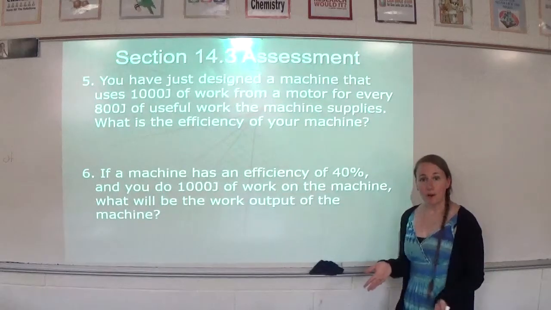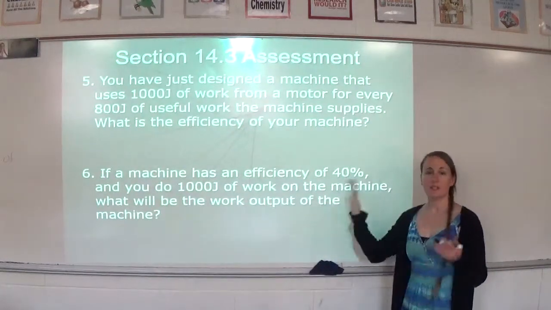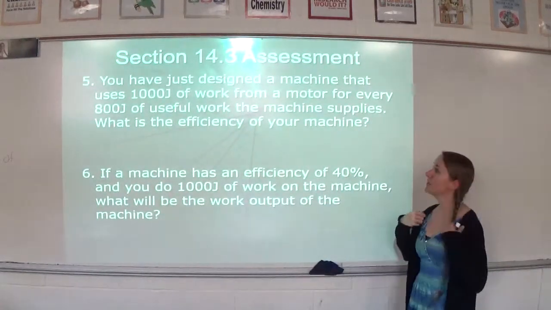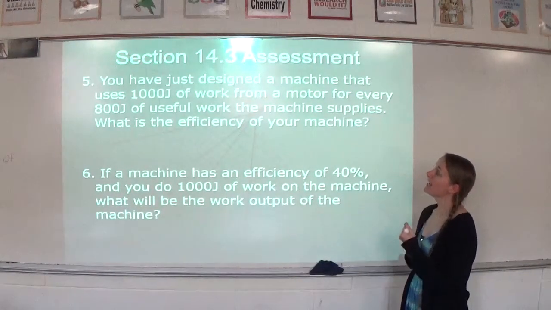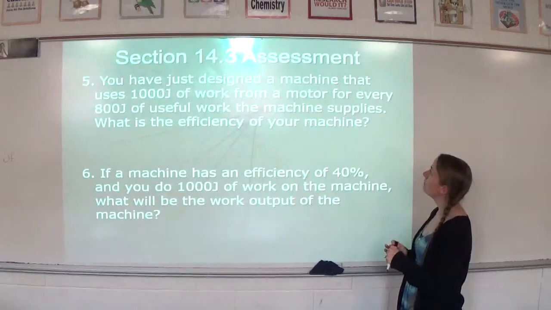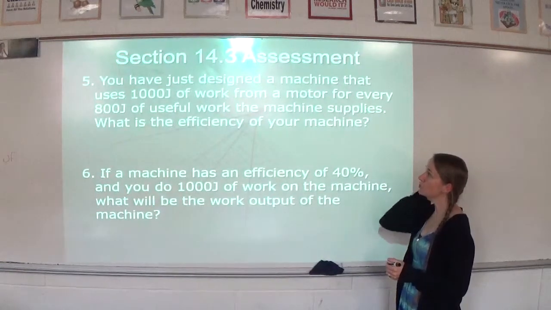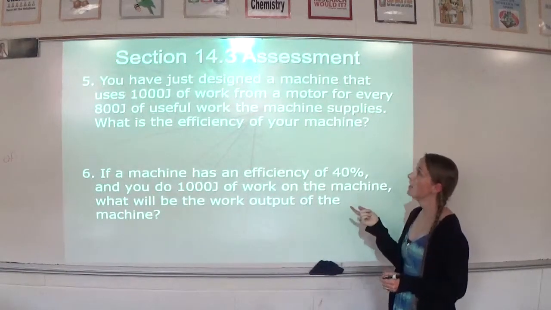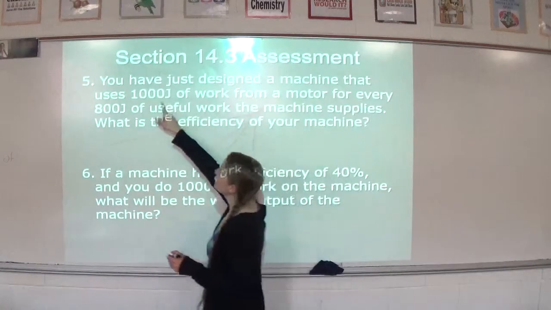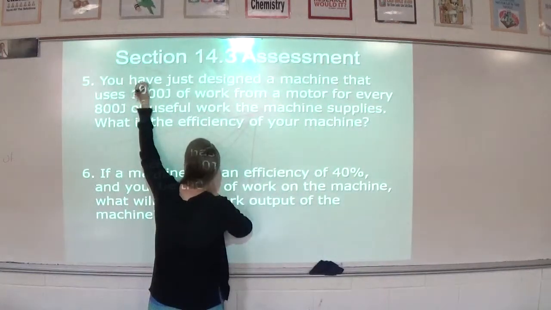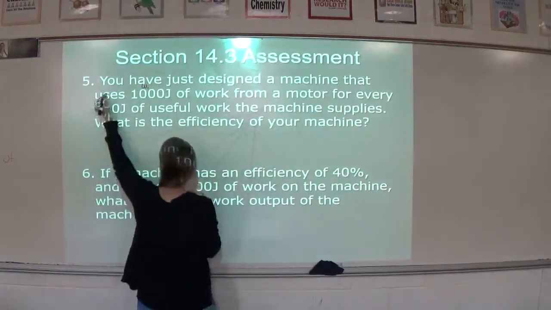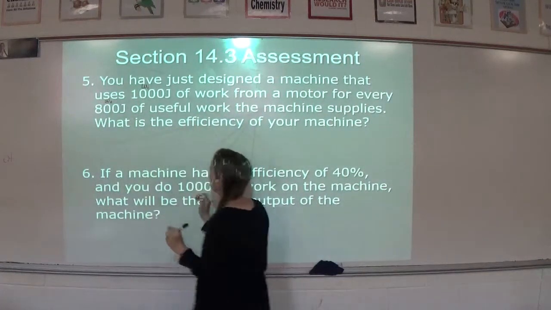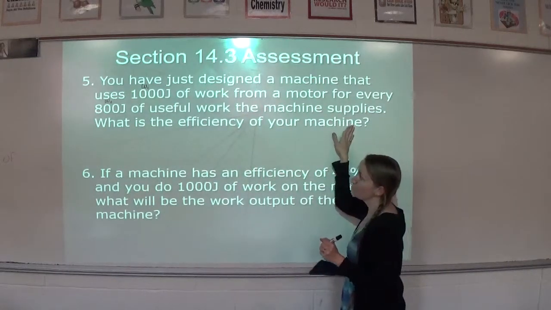Again, maybe pause the video, try these on your own, and then check back with me and see if you got them right. It says, you have just designed a machine that uses 1,000 joules of work from a motor for every 800 joules of useful work the machine supplies. So this is our work input, and the machine actually does 800 joules of useful work. So this is our work output. What is the efficiency of your machine?